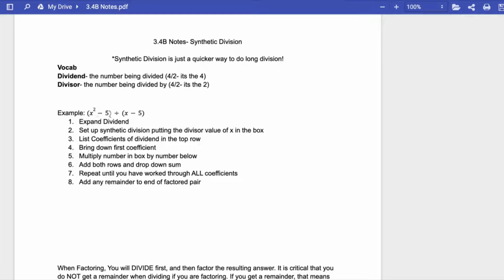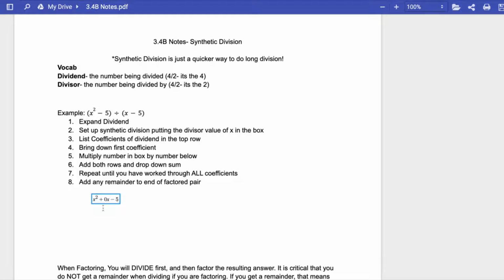The dividend in this case is x squared minus 5. When I say expand the dividend, I just mean write out all of the pieces. So it's x squared, and then just like when we were doing long division, even though there's no x, I'm going to put plus 0x because that doesn't do anything, and minus 5. The degree is 2, so I want to make sure from 2 I have all of the degrees accounted for: 2, 1, 0.